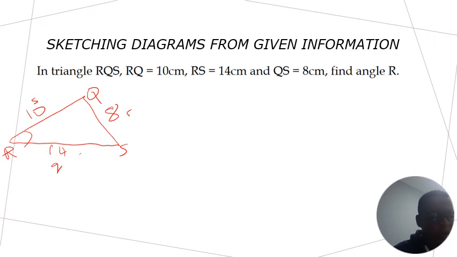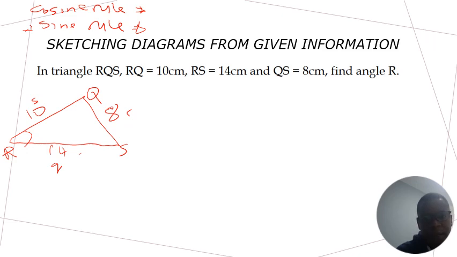Okay, now given this information, you know that you have two tools. You have cosine rule, which is given as, okay, anyway, we'll get that later. Then we have sine rule. Okay, let's look at the simpler one, sine rule. Can we use sine rule to find angle R in this one? Okay, so let's look at it.